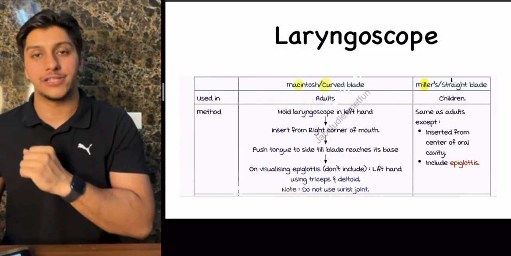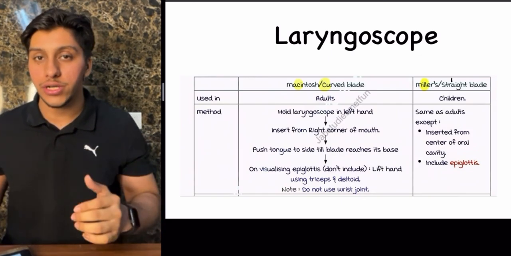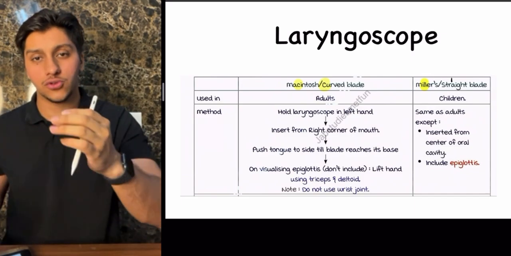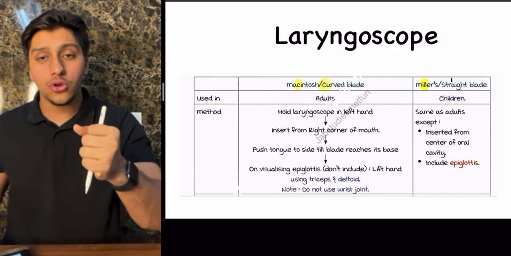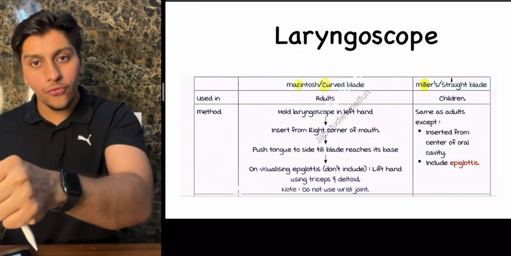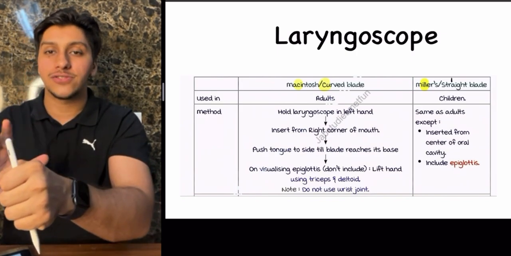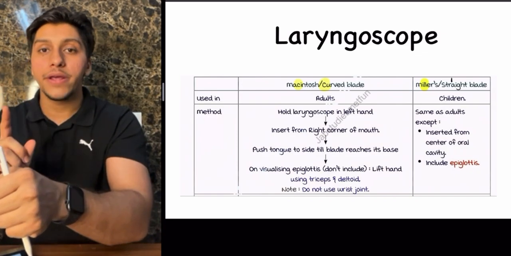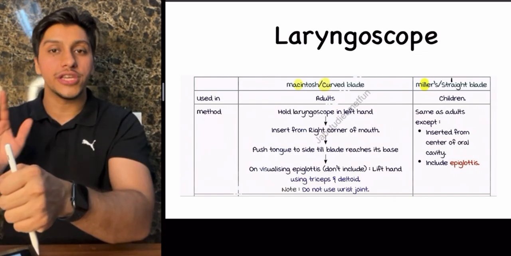How do you hold the laryngoscope? Remember this sequence, they usually ask. Whenever you're holding the laryngoscope, you hold it in your left hand. Then you go in from the right angle of the mouth. You move the tongue, and you go forward up to the base of the tongue. Okay, remember, in case of adults, you don't include the epiglottis.